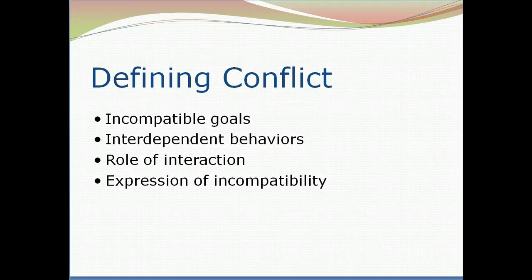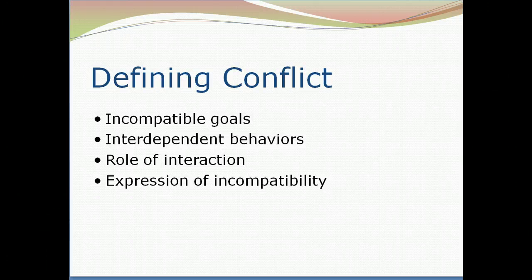Incompatible goals means you have two people who want two separate things. You have interdependent behaviors. In other words, what person A does is going to affect person B. Interaction means it has to be an expressed struggle. There has to be some type of interaction on some level. It's not considered a conflict if the guy behind you flips you off and you're unaware.